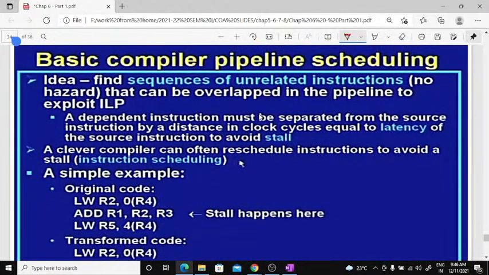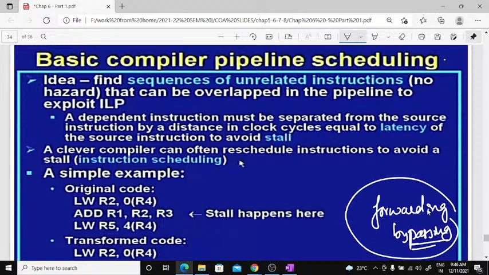Forwarding, or the bypassing technique, is one technique to overcome data hazards. But even in that there are some hazards we cannot avoid. The main thing is to avoid as many as possible. Then there is the basic compiler pipelining technique.